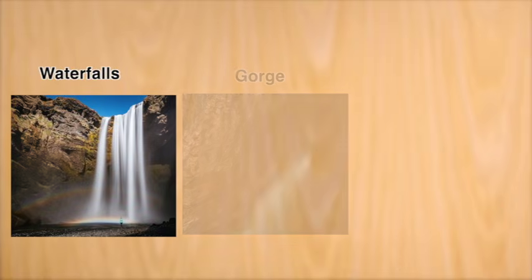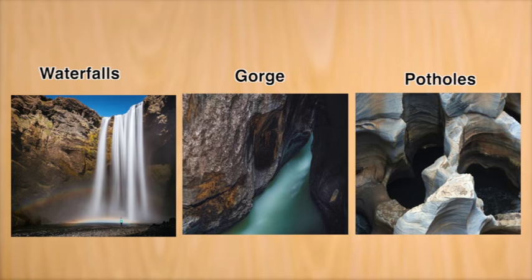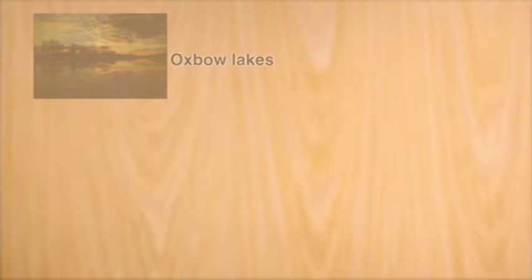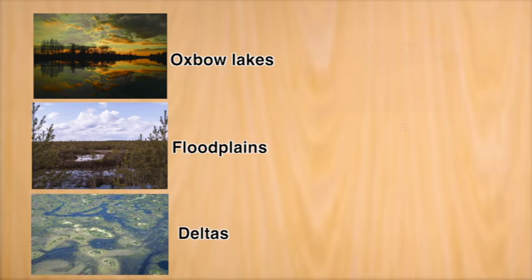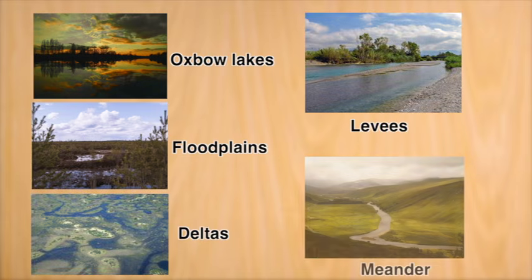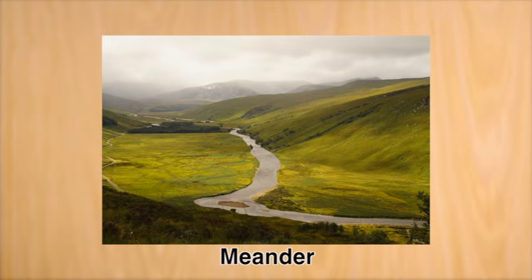Waterfall, gorge, and potholes are found in the upper course and they are all erosional landforms. While oxbow lake, floodplain, delta, levees, and meander can be found in the middle and the lower course of the river, and they are all depositional landforms except the meander, which is both erosional and depositional.